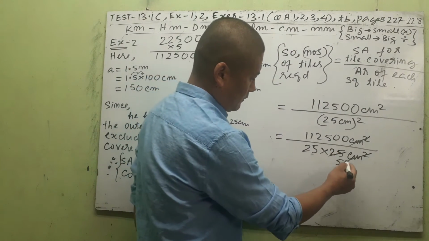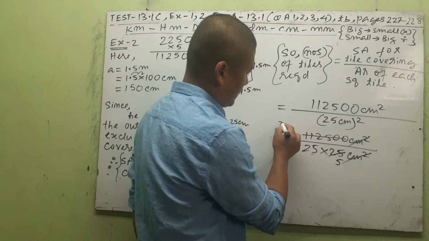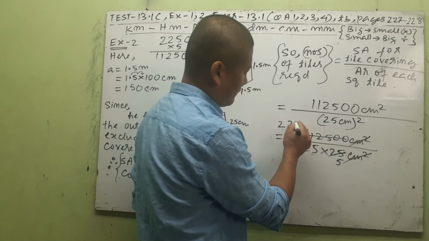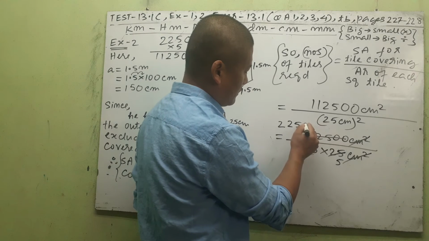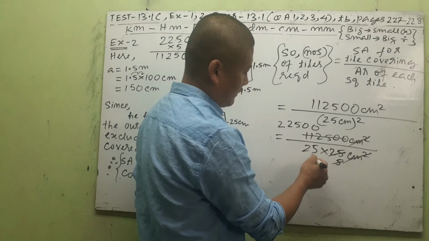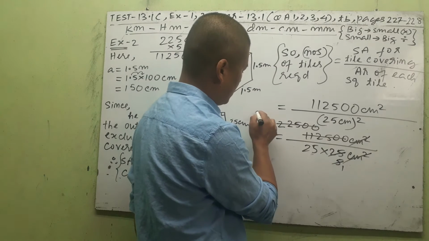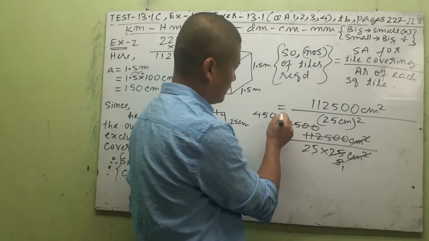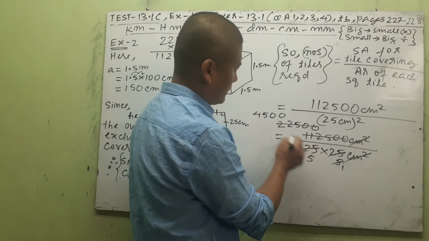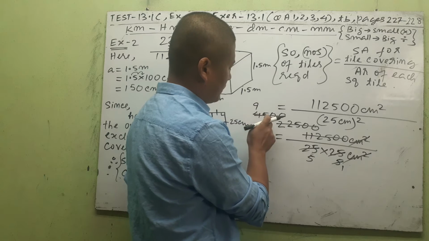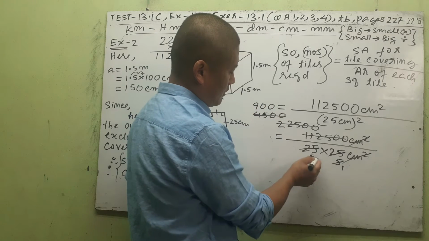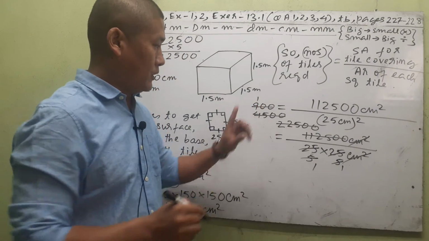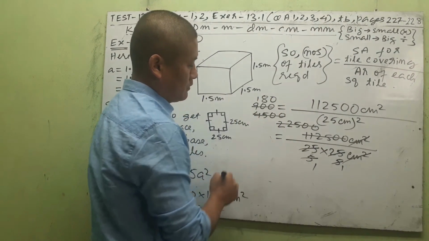Then 5 5s are 25, 5 2s are 10, 1 in hand, 12, 5 2s are 10, 2 in hand, 25, 5 5s are 25, and 0 and 0. 5 1s are 5, then 5 4s are 20, 2 in hand, 25, 5 5s are 25, then 0 0. Then again 5 5s are 25, 9s are 45, then 00. 5 1s are 5, 5 1s are 5. 4 in hand, 40, so 5 8s are 40, 0.